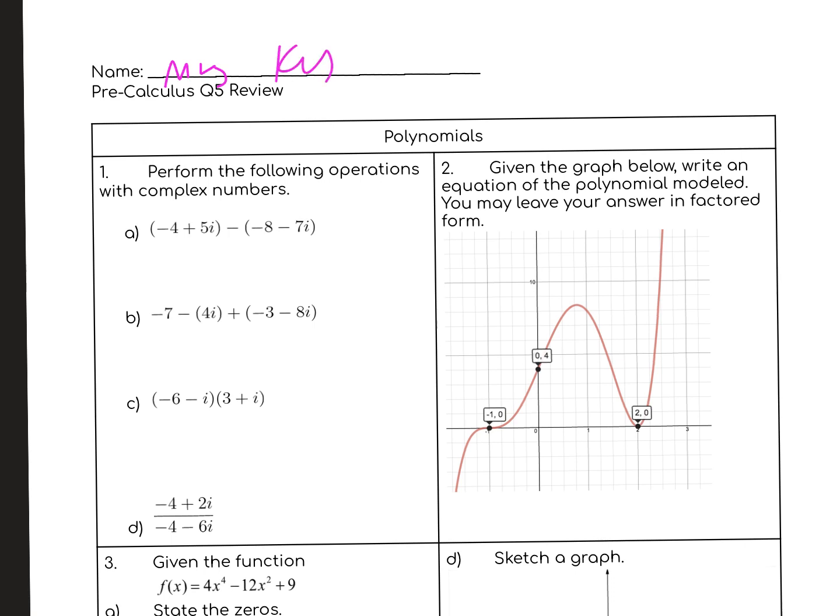Mrs. G. That's a subtraction. So -4 minus -8 is 4. 5i minus -7i is 12i. Just combining your like terms. Can combine the -7 and the -3, so that's a -10, and the -4i and the -8, so that's -12i.